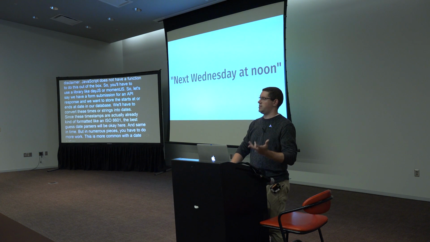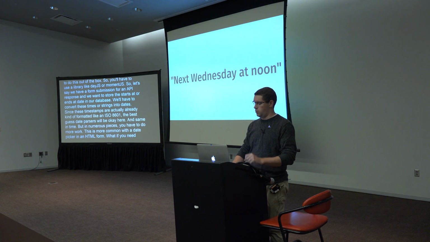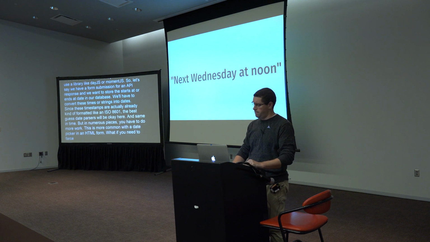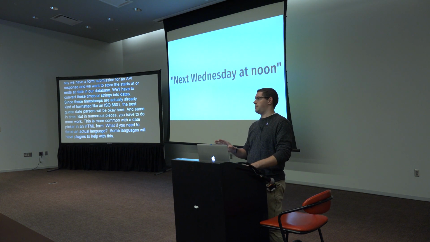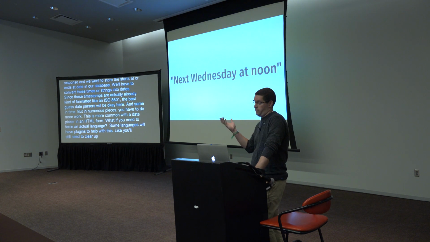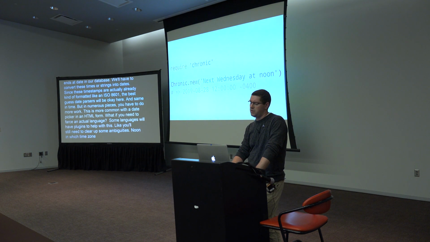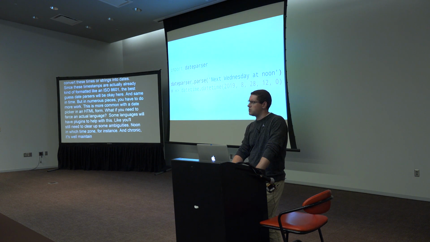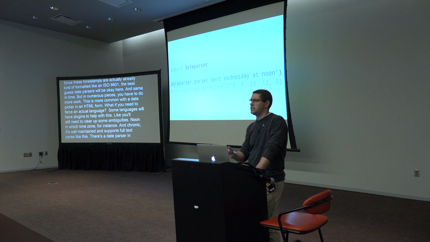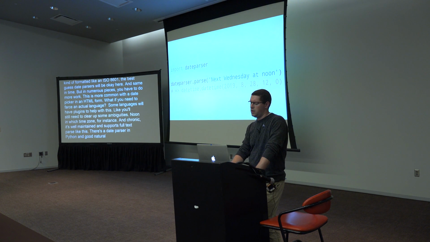What if you need to parse natural language, right? Some languages will have plugins to help with this. You'll still need to clear up some ambiguities, like noon in which time zone, for instance. Like the Chronic Ruby gem, it's been around for a while and is well maintained. It supports full text parsing like this. There's a dateparser library in Python. There's also some good natural language processing APIs out there if your language doesn't support it, or if there's not already an existing library.